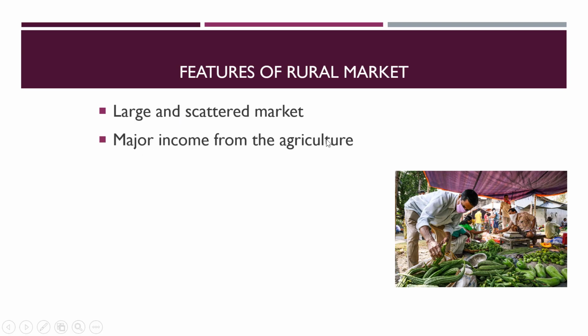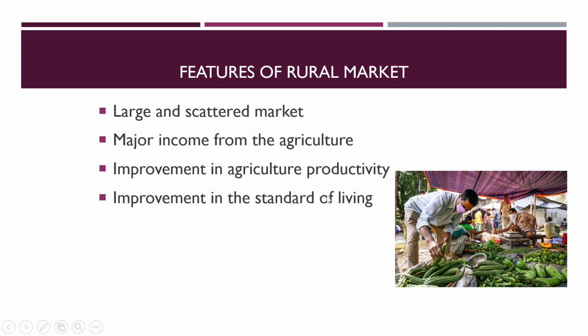Second one is a major income from the agricultural source. The rural market is based on the agricultural goods. So mostly the income of those people staying in the rural part is from the agricultural sector. Next one is the improvement in agricultural productivity. Because of the development in terms of the fertilizers, technologies, tools, and automation, along with different tools and machineries being used along with certain fertilizers and pesticides, the overall production of the agricultural goods has increased.